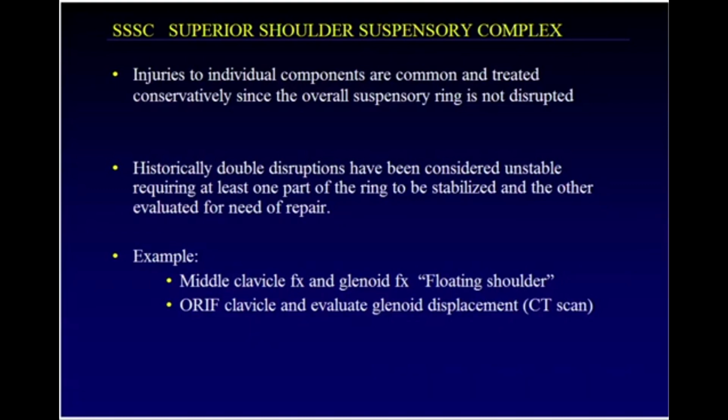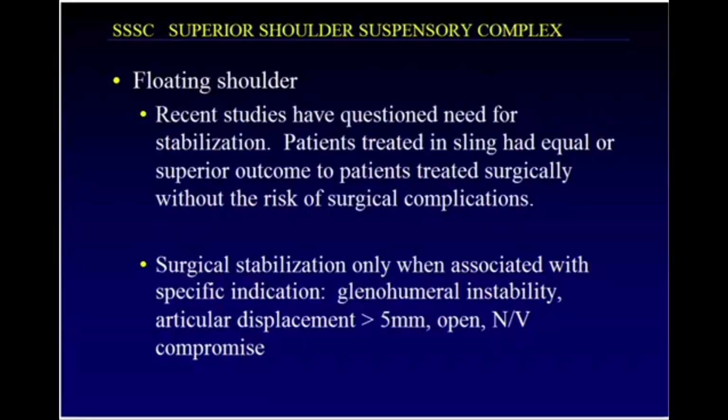So the perfect example of that would be the patient that has a mid-shaft clavicle fracture with an associated intra-articular glenoid fracture. This is the so-called floating shoulder. A treatment that has been historically recommended would be to perform ORIF of the clavicle and then evaluate the amount of glenoid displacement to consider whether glenoid fixation is necessary, and that can be done through a CT scan.